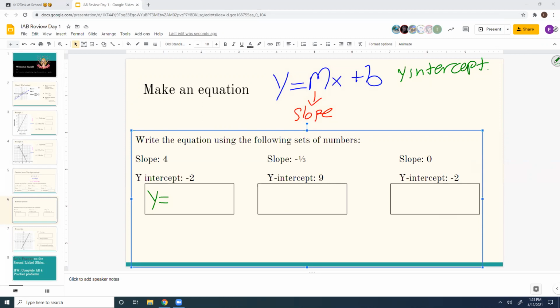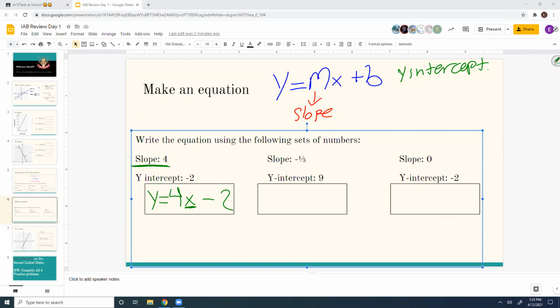Bridget? 4x minus 2. Okay, so she says 4x. And why did you put the 4 attached to the x? Because that's our slope, and the slope's always going to be attached to the x. Very good. So it's 4x because our slope is always attached to our x. Good. And then she said minus 2.